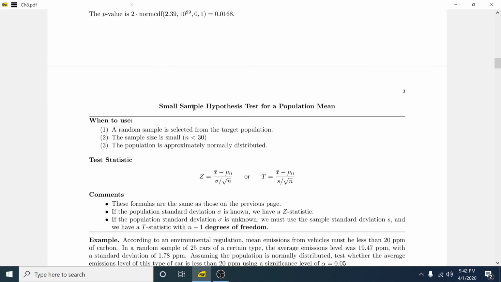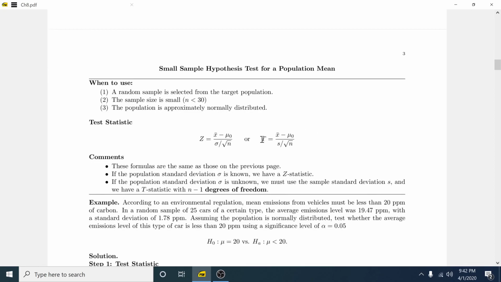So this next setting is now we're going to do a small sample hypothesis test for a population mean. What is the big difference here? The big difference is that this is generally going to result in a t statistic. Now, to be more precise, the t statistic occurs when your population standard deviation is unknown and you have to deal with the sample standard deviation s. If you actually know the population sigma and you can put that in here, it actually is still a z statistic, but this is usually not going to happen. I'll just tell you that.